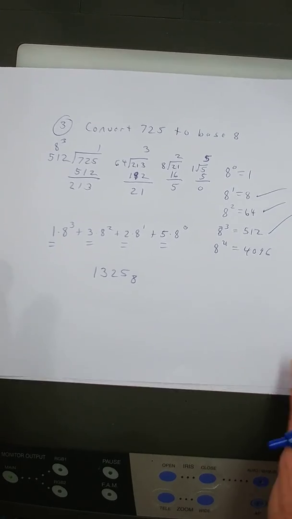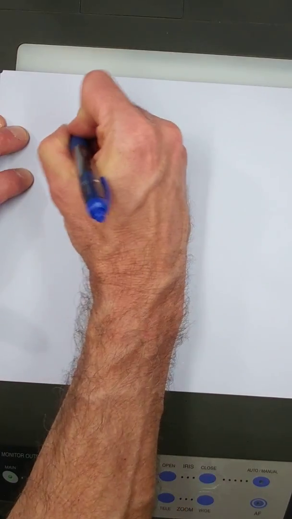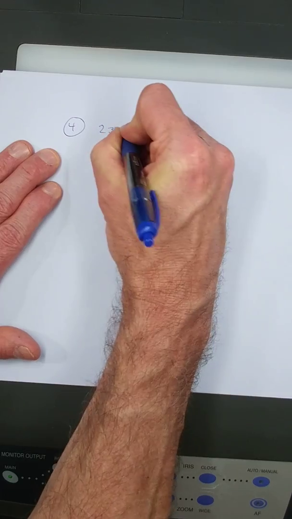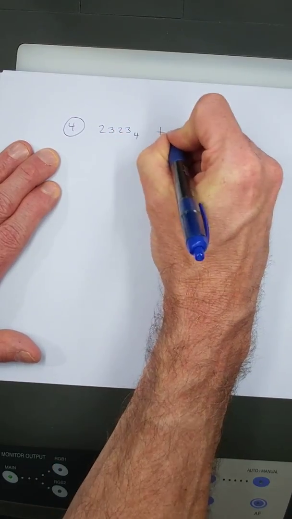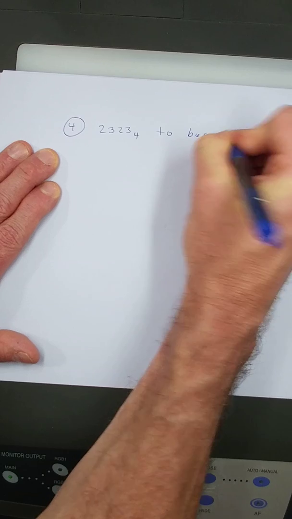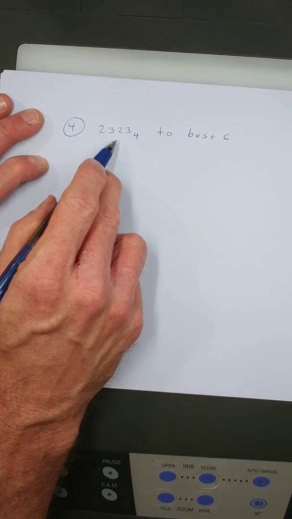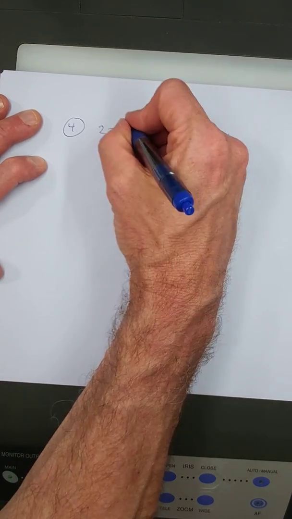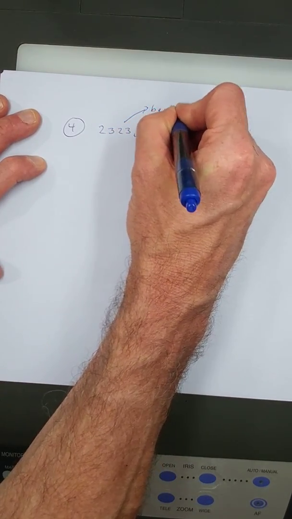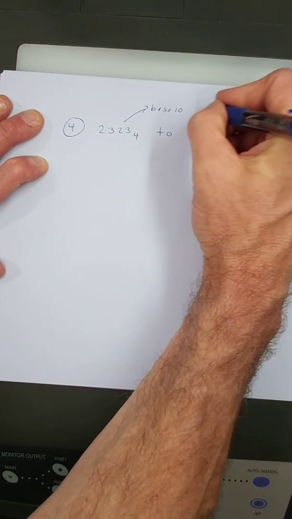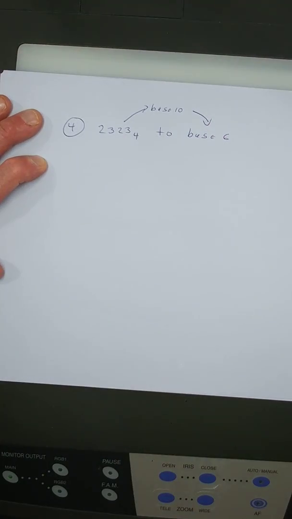I am going to do a non-base 10 to a non-base 10 that are different bases. I'm going to take the number 2323 base 4 to base 6. Now this is a 2-step process. Basically you'll take your original value, 2323 base 4, take it to base 10, get that result, and then convert to base 6.